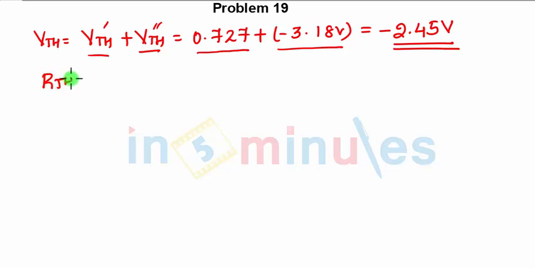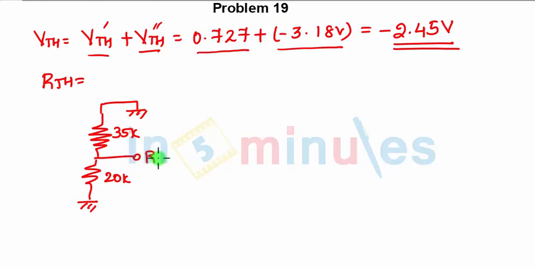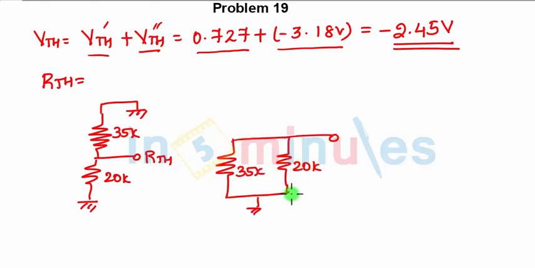How to find RTH? You have two resistances, R1 and R2. The value of R1 is 35 kilo ohms and the value of R2 is 20 kilo ohms. For finding the resistance, we ground the voltage source, and at this point we need to find RTH, which implies your 35 kilo ohms and 20 kilo ohms will come in parallel. The equation for RTH will be 35 kilo ohms in parallel with 20 kilo ohms.